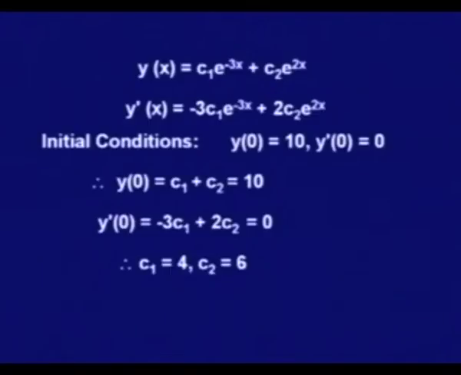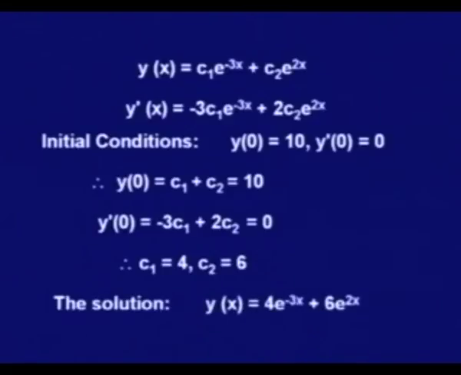This is the unique solution. So, we get only a single particular solution for the initial value problem, and that is, putting c1 as 4 and c2 as 6, 4 times e to the power minus 3x plus 6 times e to the power 2x. So, we have got the particular solution of our initial value problem.